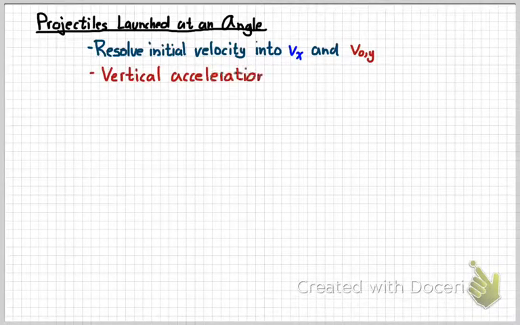Remember, the vertical acceleration is going to be negative g, negative 10 meters per second squared, because your velocity and your acceleration are going to be in opposite directions. One of them has to have a negative sign, and so it's easiest if we make g negative.